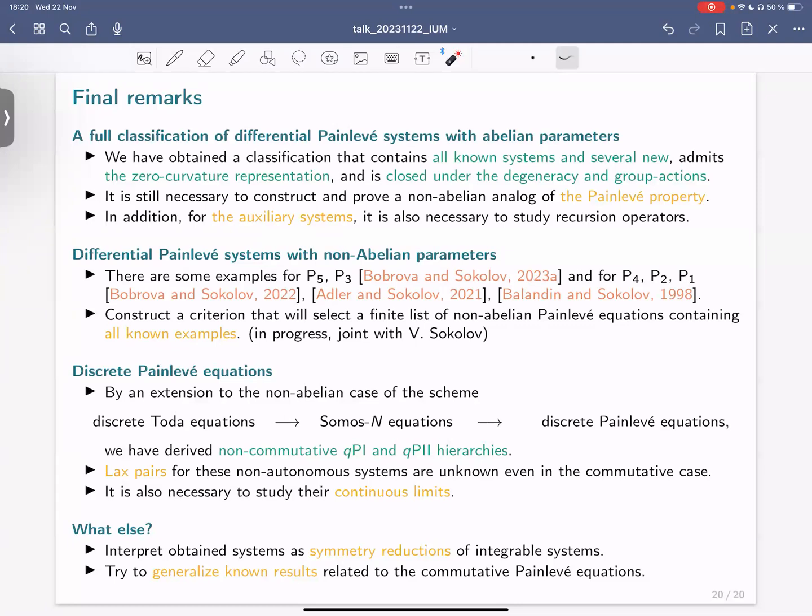And now we are working on the following classification problem: we would like to construct a criterion that will select a finite list of non-Abelian Painlevé equations with non-Abelian parameters that contains all known examples.